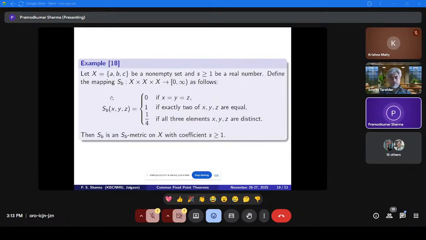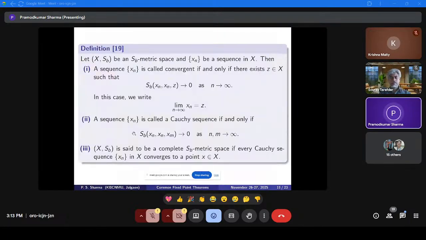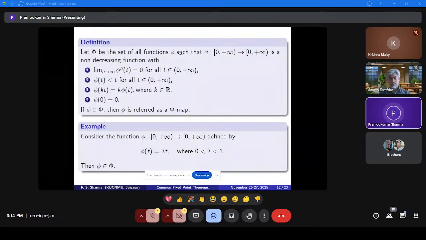Okay, sir. So these are some examples of SB-metric. In SB-metric space, a sequence is said to be convergent if there exists z belonging to X such that SB(xn, xn, z) tends to 0 as n tends to infinity. In this case, we write limit xn = z. A sequence is said to be a Cauchy sequence in SB-metric space if SB(xn, xn, xm) tends to 0 as n, m tends to infinity. An SB-metric space is said to be complete if every Cauchy sequence in X converges to a point in X, in the same space.